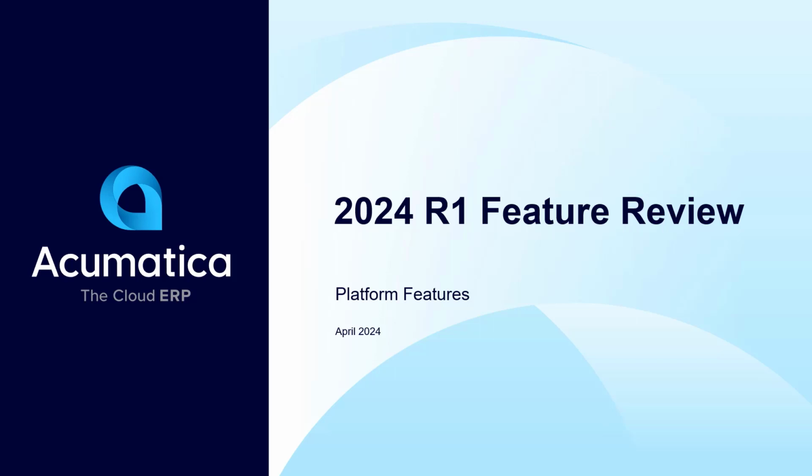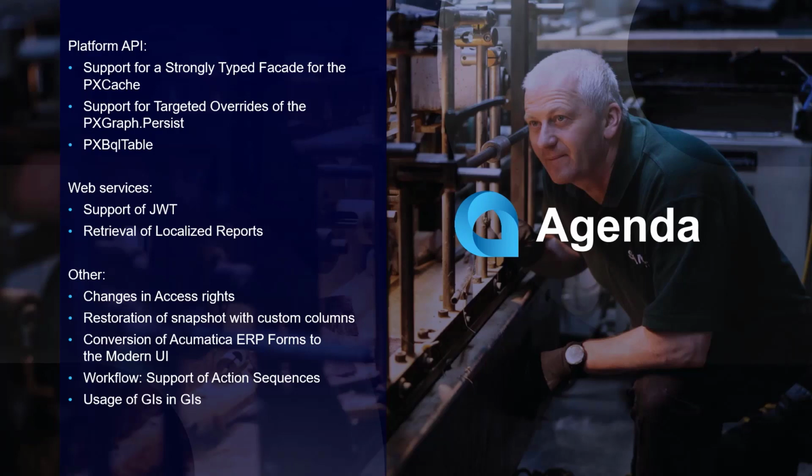Today, myself, Dmitry Naumov, and my colleague Varthini Bhatkaran are going to present the following topics. First, Varthini will cover the changes to platform API, such as support of a strongly typed facade for the pxCache object, support for targeted overrides of the pxGraphPersist method, and the new pxBQL table class that you need to use for data access classes declaration. Then she'll cover changes to web services, such as support of JSON Web Token authorization and retrieval of localized reports.